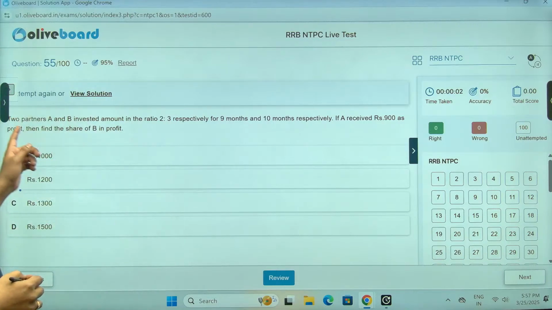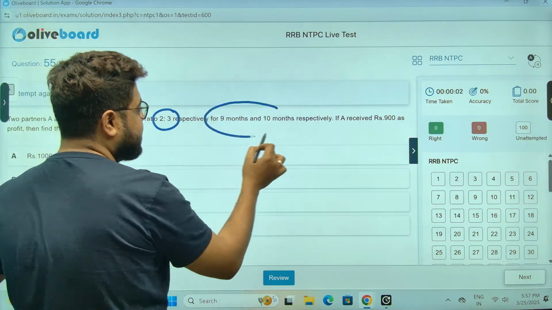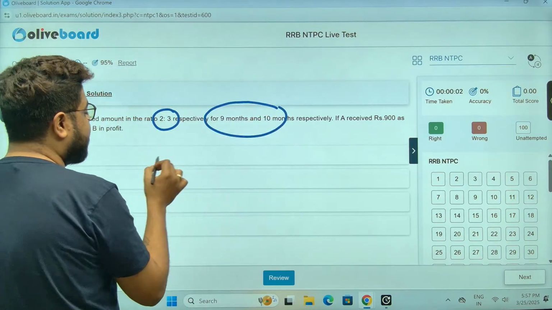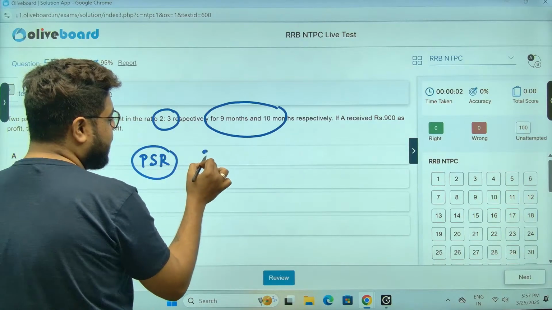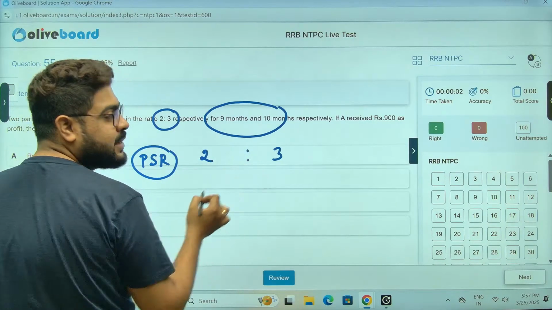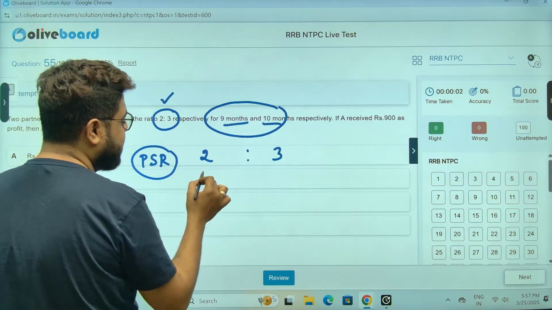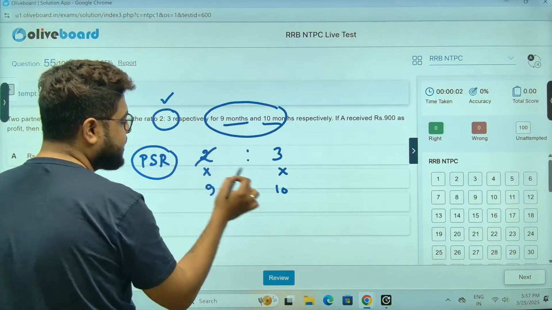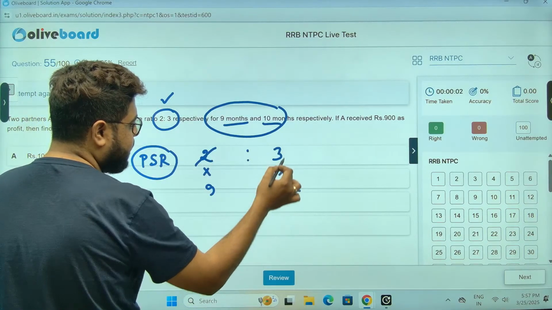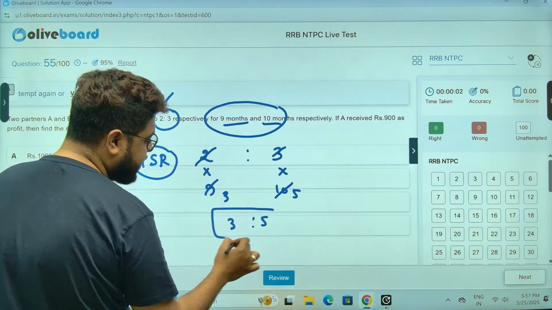चलो sir. Two partners A and B invested amounts 2:3. How to figure out the profit sharing ratio, sir? 2:3 is the investment ratio, into the time ratio, 9 into 10. Calculate kar do, sir. This is 5, this is 3. 3:5 will be the profit sharing ratio.